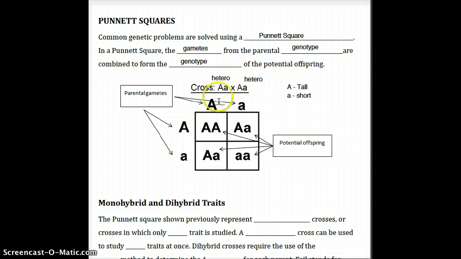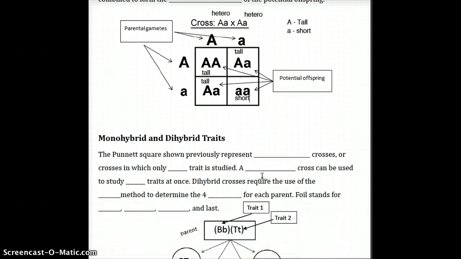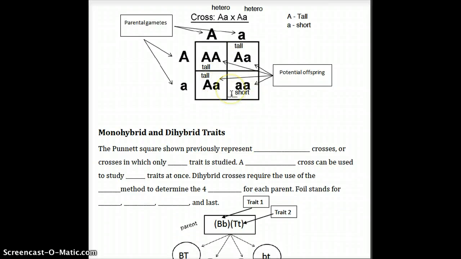So when he combined two tall pea plants, he was surprised when he saw one tall pea plant, two tall pea plants, three tall pea plants, but he also saw one short pea plant, that little a, that homozygous recessive plant. Okay? So this kind of explains why sometimes you see a trait in the parents, and in the kid you see a completely different trait. It's because recessive alleles can be masked by dominant alleles.